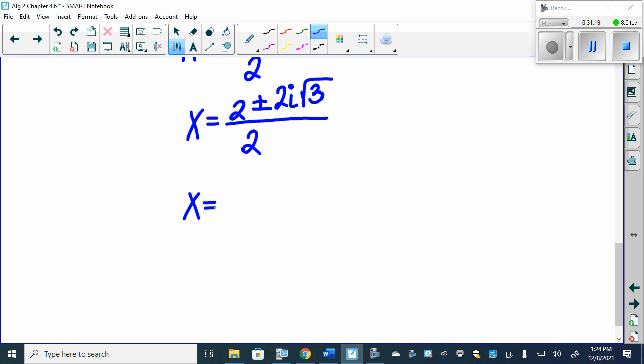Now, because the top two numbers are both divisible by 2, because 2 and 2i are both divisible by 2, we can divide them both by 2, which will give us 1 plus or minus i square root of 3. And then we would have 1, 1, and negative 1.